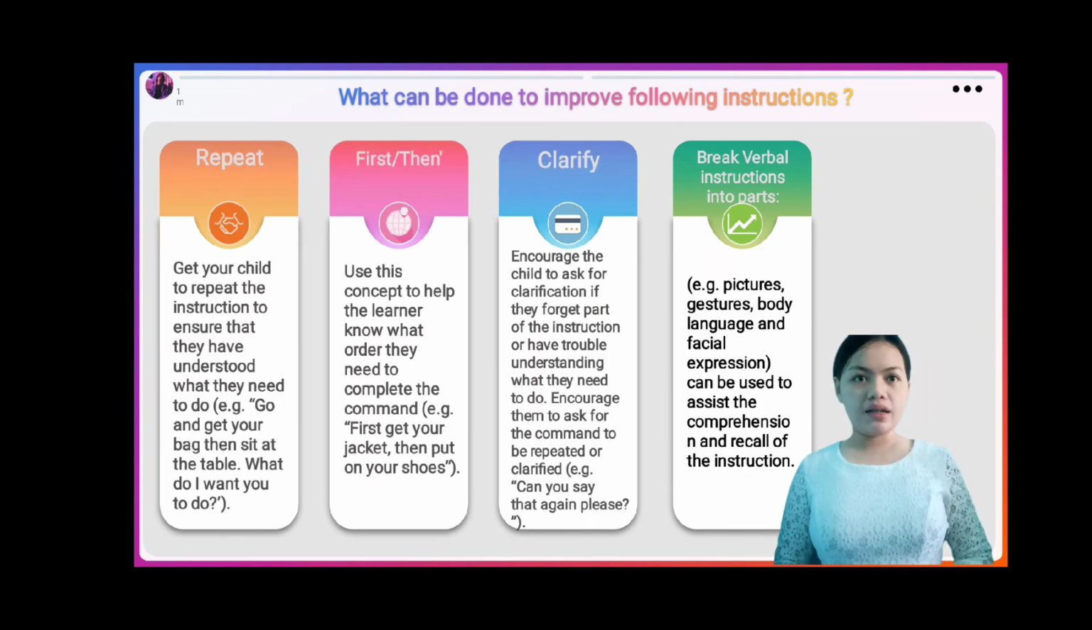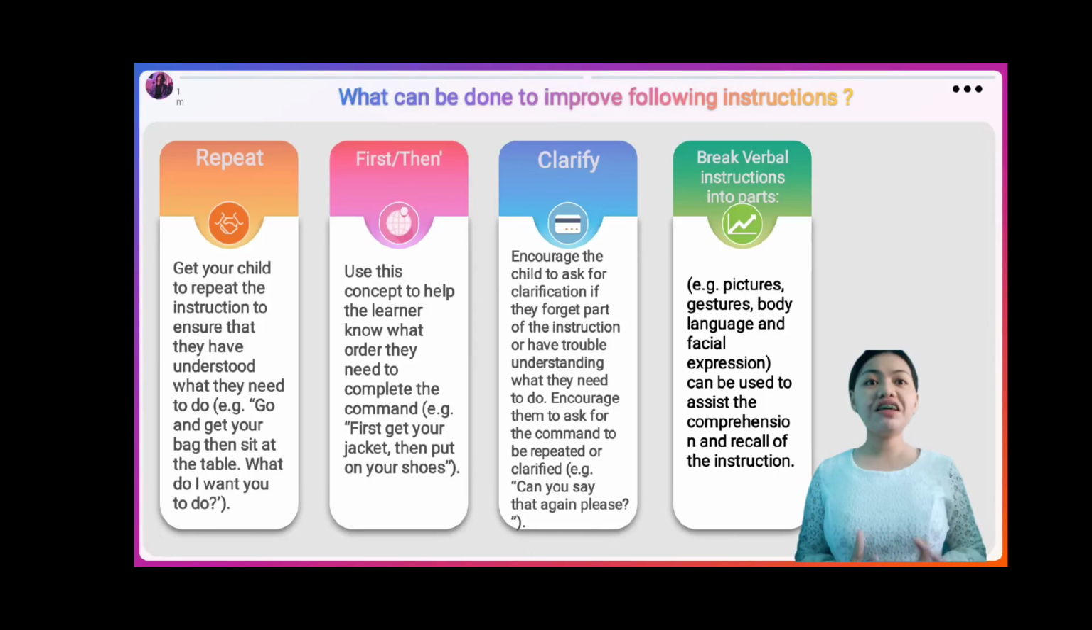Next is repeat. Get your child to repeat the instruction to ensure that they understood what they need to do. Example, go and get your bag, then sit at the table. What do I want you to do? Giving them some redirection and some repetition can help them reassemble their thoughts and focus on their action.